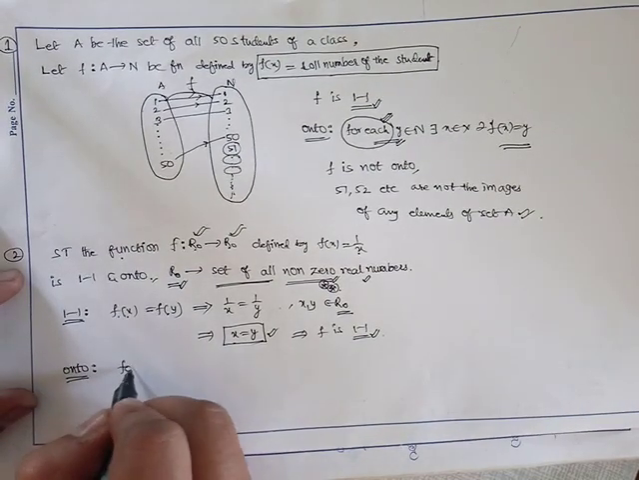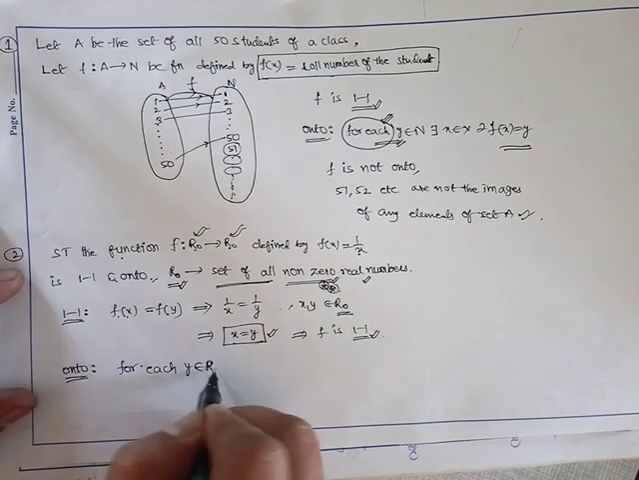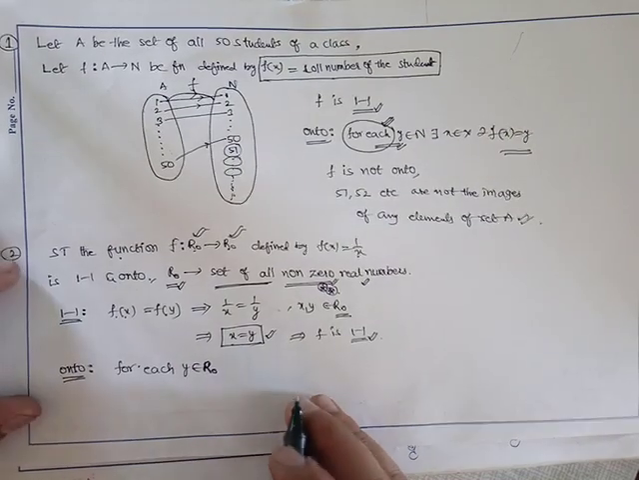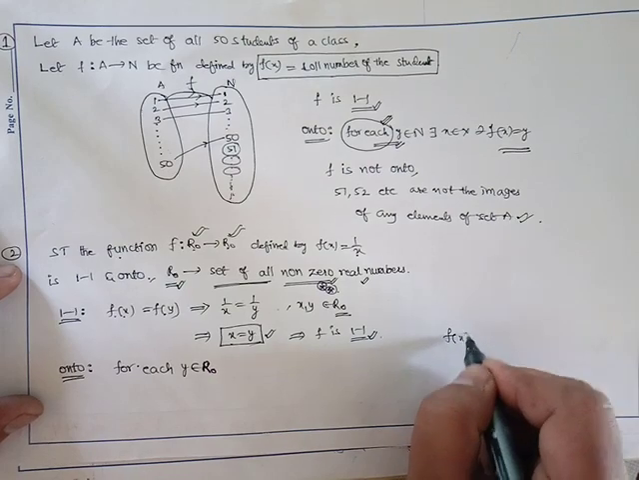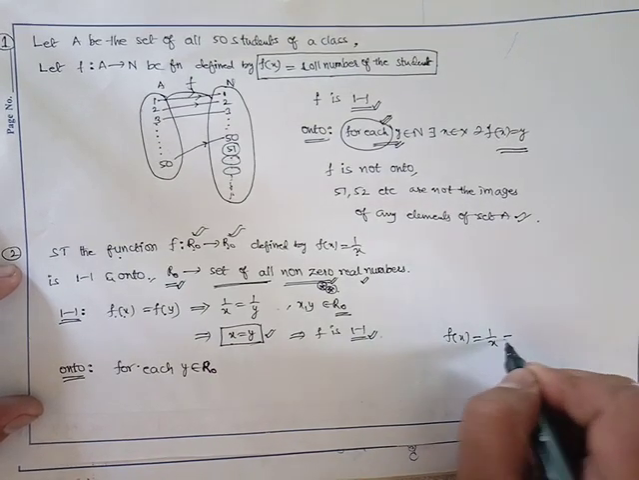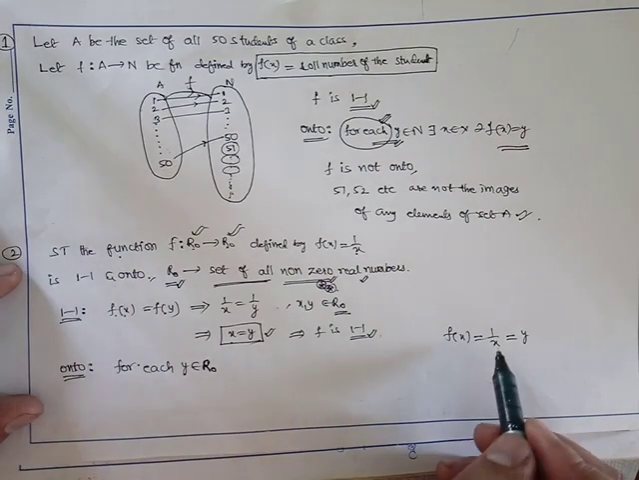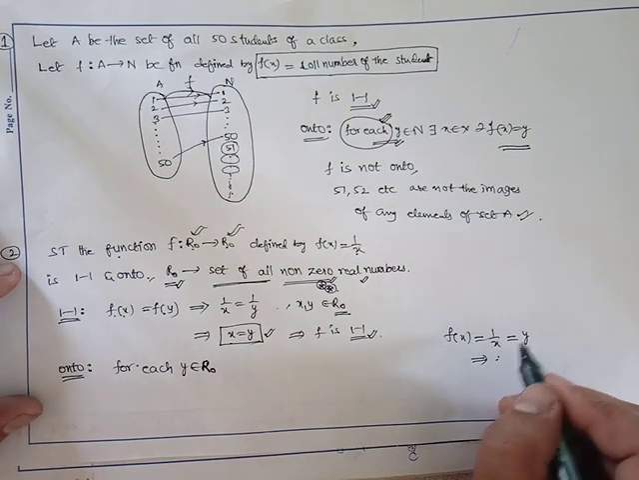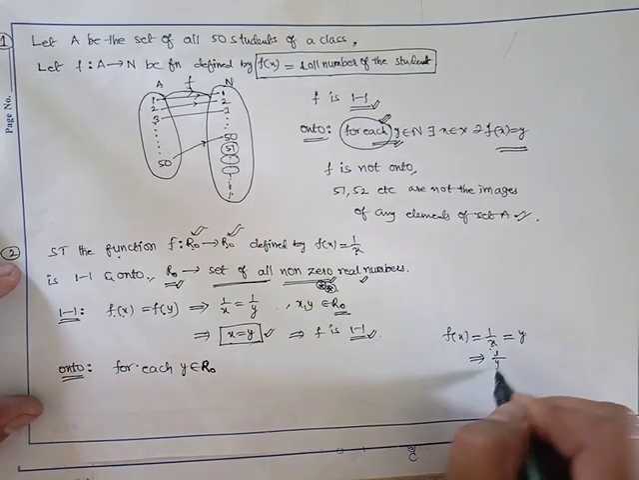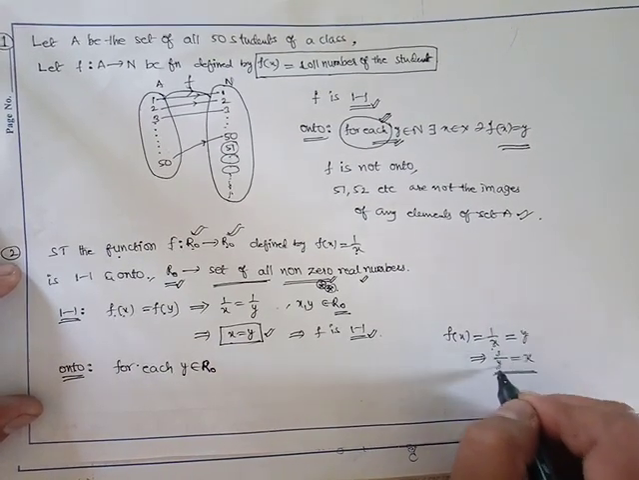Now coming to the next definition, onto. By the definition, for each y belongs to R0, f of x equal to 1 by x is given, you make it equal to y. For each y belongs to R naught, we should get an x value. Then write x as 1 by y. Send this y to the left hand side, x to the right hand side. Then 1 by y is equal to x. Now we'll see x is equal to 1 by y.